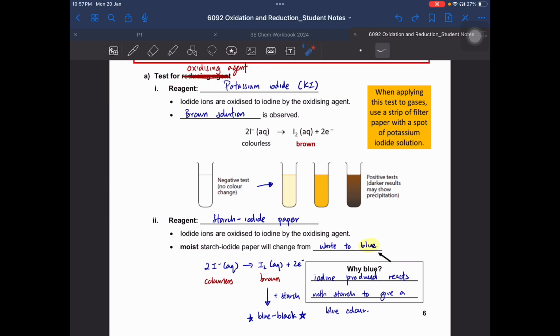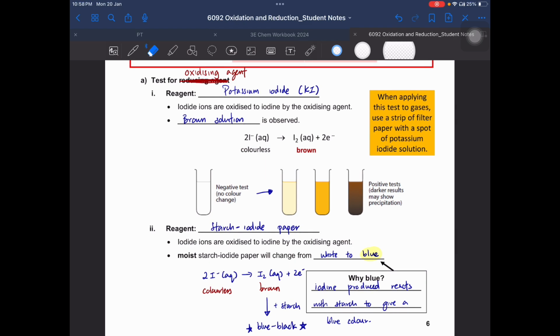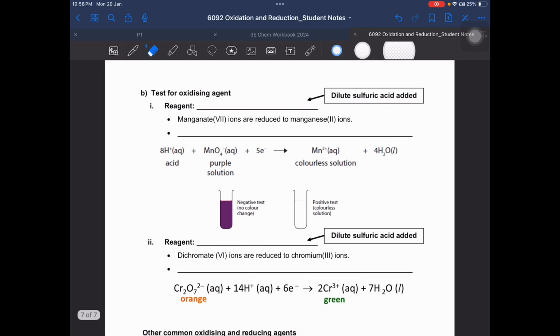Right, so on this slide, we are looking at testing for oxidizing agent. So there's two different types. Now let's take a look at testing for reducing agent. Likewise, there's two different types as well. Likewise, before we get started, can you help me to make an edit on your notes because of a slight typo? This should be testing for reducing agent.